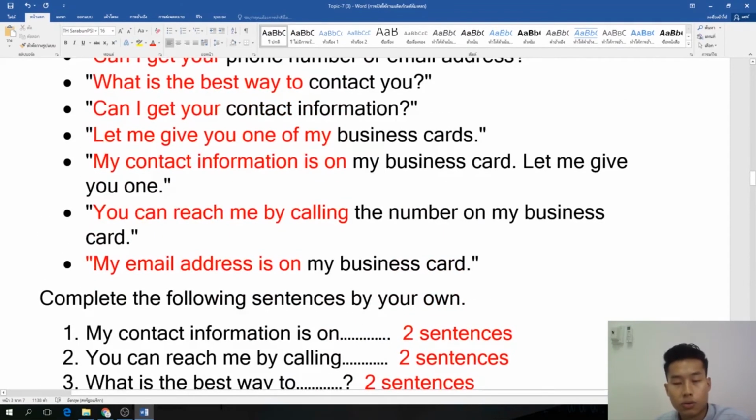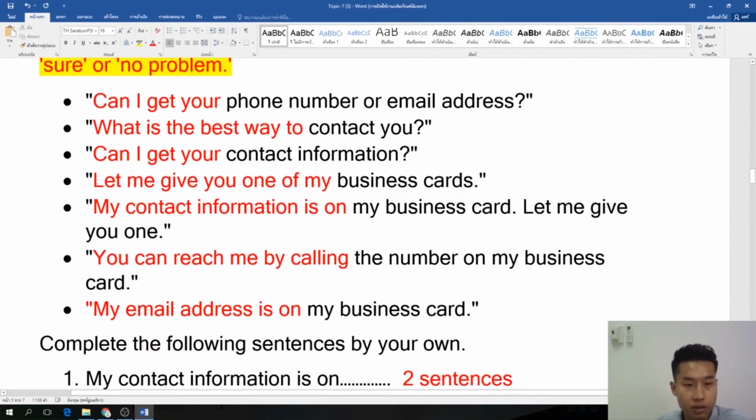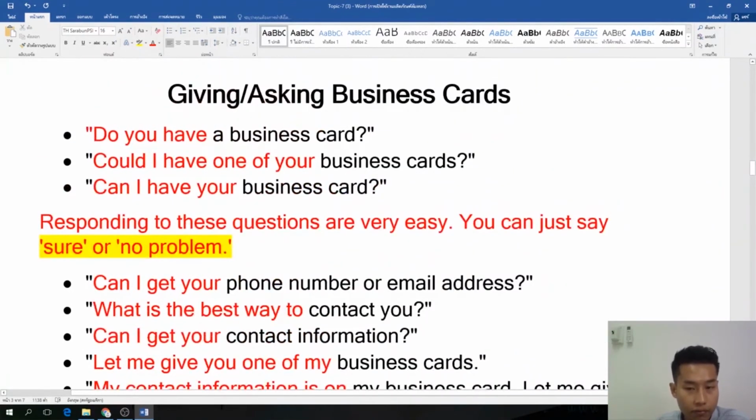And after that, I'm going to do another one. More importantly, I want you to remember all the responses, very important, and to use them in your daily life. When you answer, sure, no problem, good, thank you, no problem. How can you answer about this one as well?